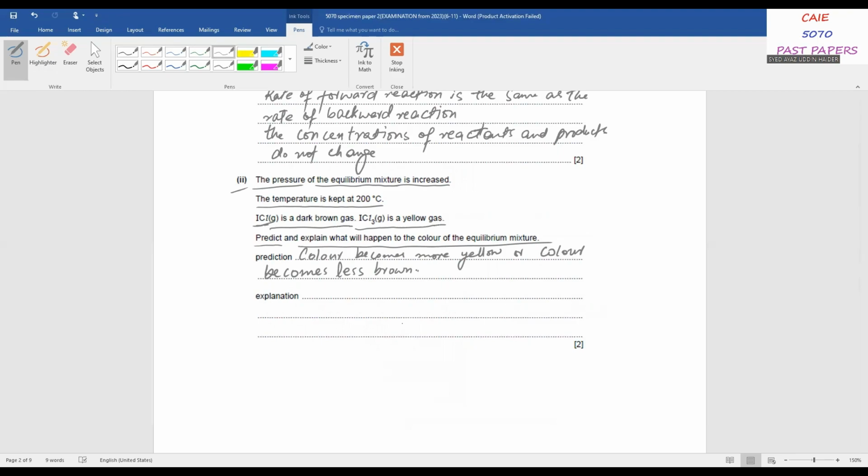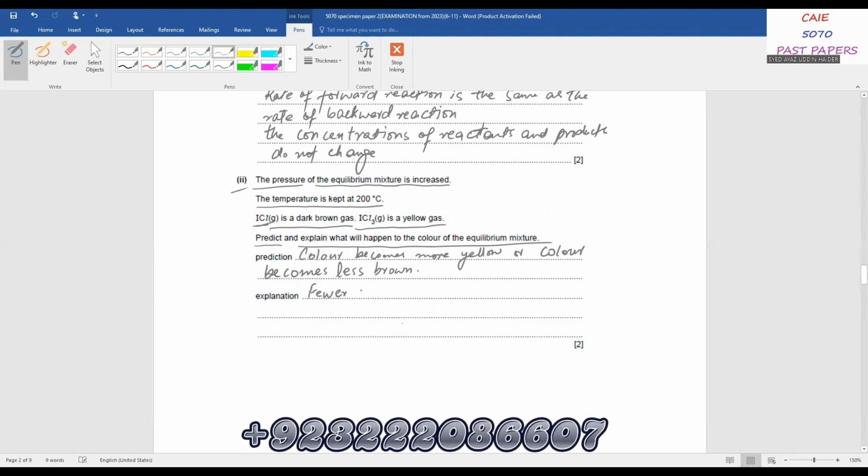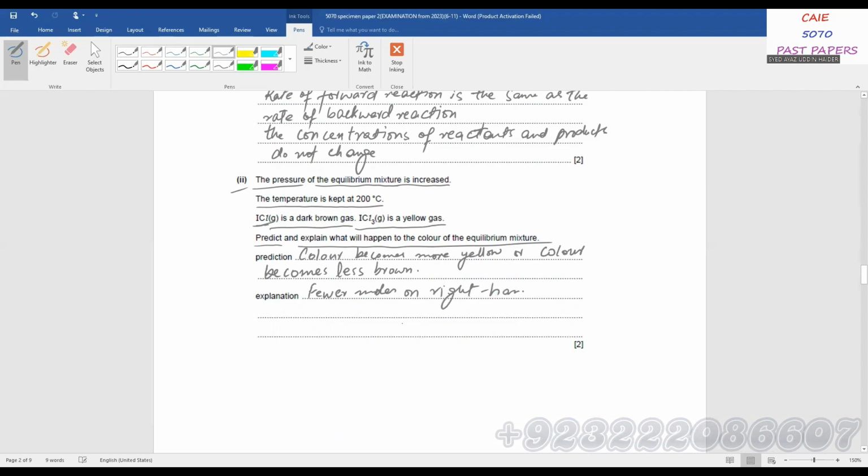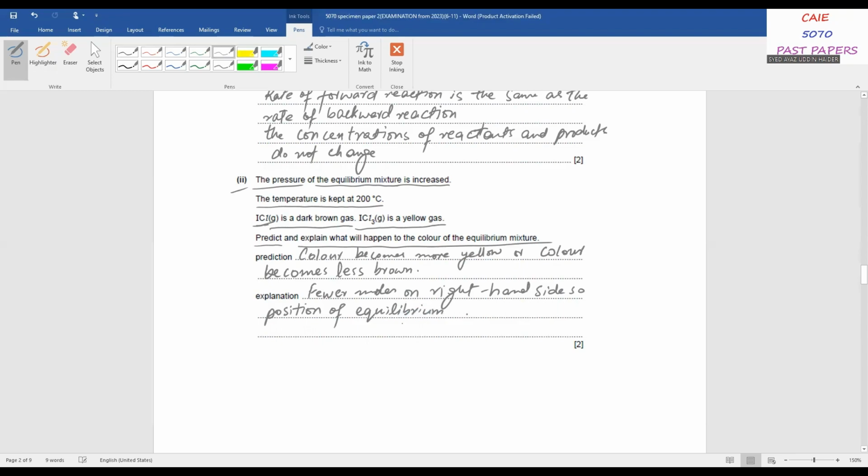So what will be the explanation? Fewer moles on the right hand side. So the position of equilibrium moves to the right.